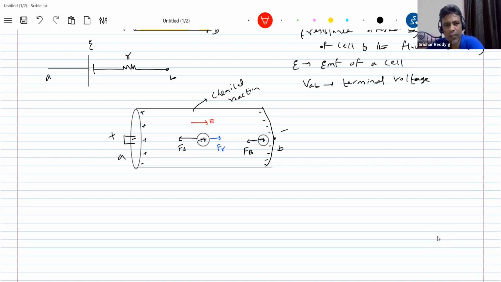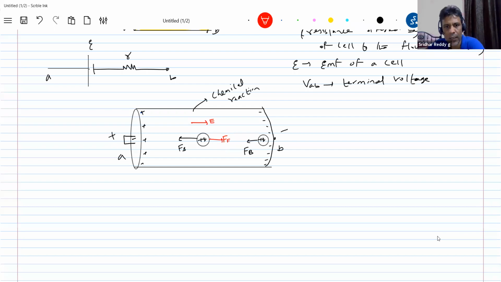This electrostatic field is set up. In what direction will this electrostatic field exert a force? It will exert a force in this direction, called Fe. For the time being, this resistance force, I'll take it out, and I'll introduce this later on.